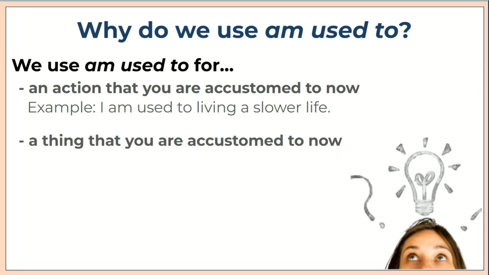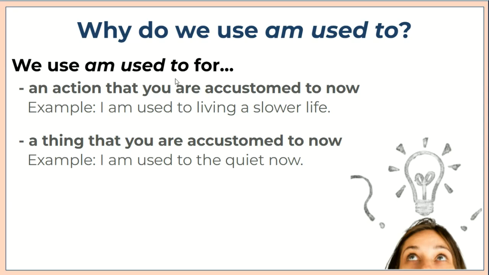We can also use am used to for a thing that you are accustomed to now, or a thing that you are familiar or comfortable with. It doesn't have to actually be an action. So an example of this might be, I am used to the quiet now.